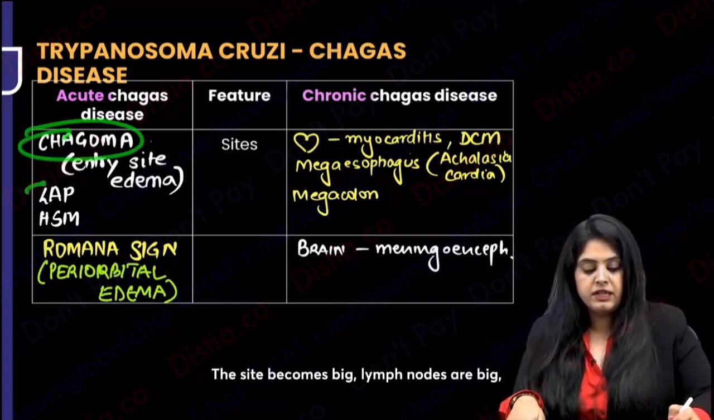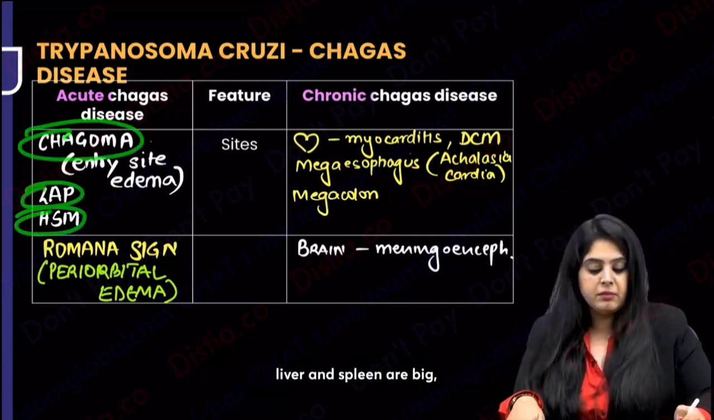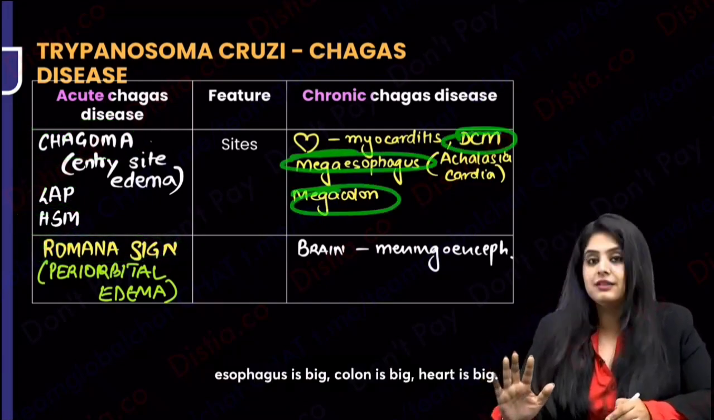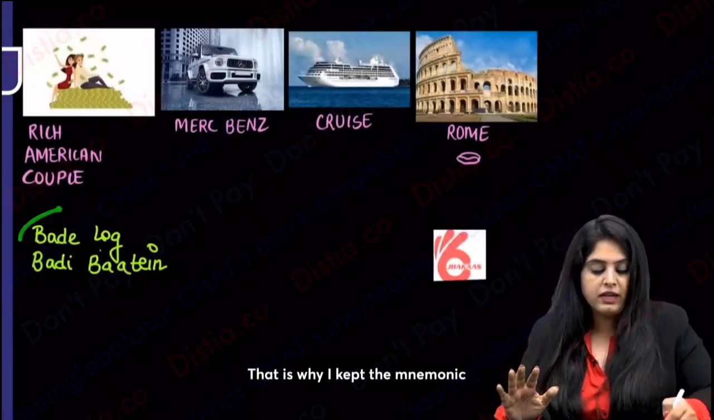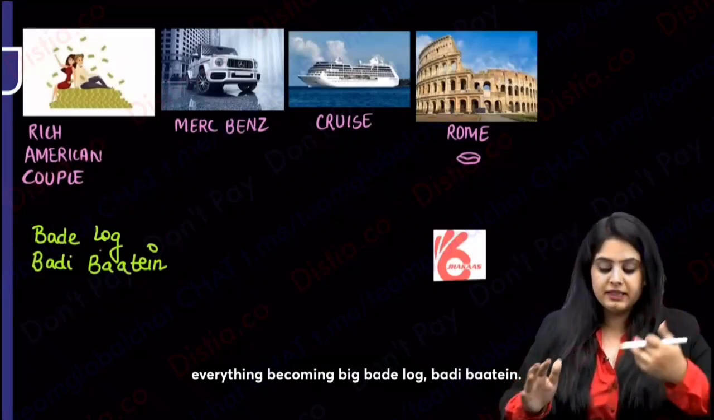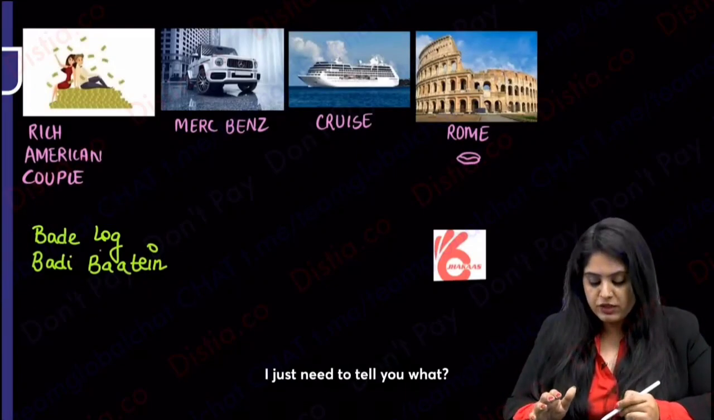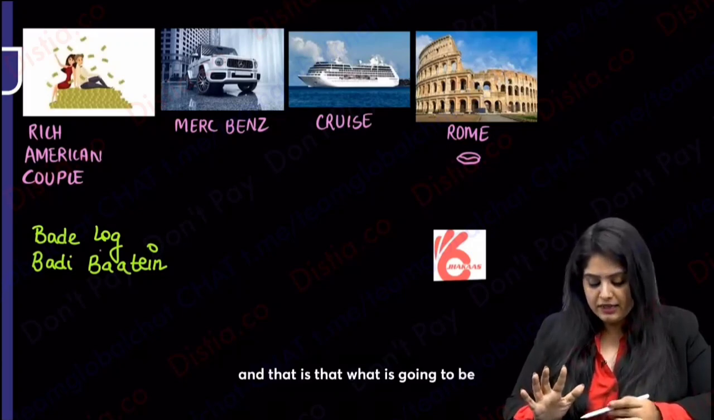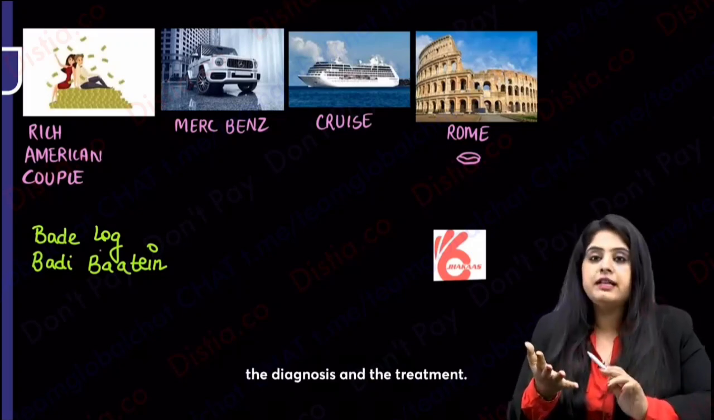The site becomes big, lymph nodes are big, liver and spleen are big, the periorbital edema is big, esophagus is big, colon is big, heart is big. That is why I kept the mnemonic, everything becoming big, bade log badi baatein. And almost now, I just need to tell you what, almost completing on this mnemonic. And that is what is going to be the diagnosis and the treatment.